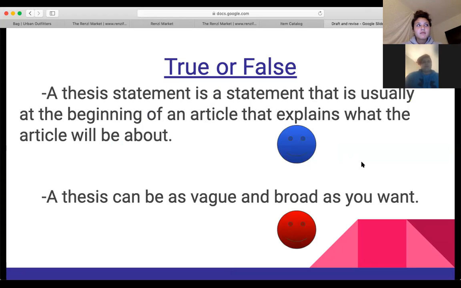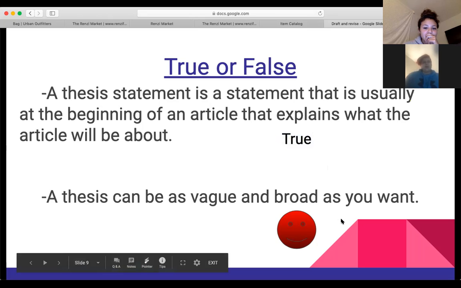And there's some true or false as review of the information. True or false, a thesis statement is a statement that is usually at the beginning of an article that explains what the article is about. And it's true. A thesis can be as vague and as broad as you want. That's false.